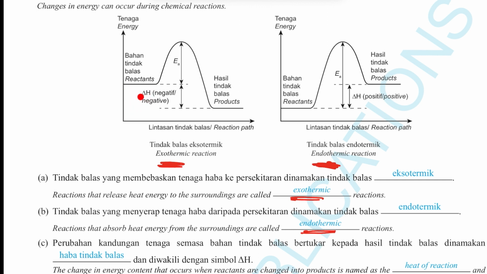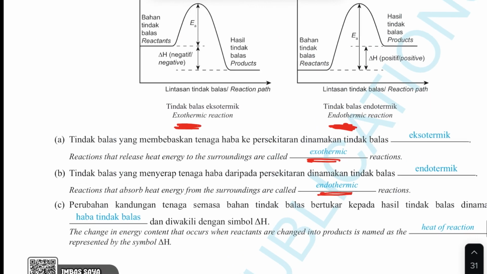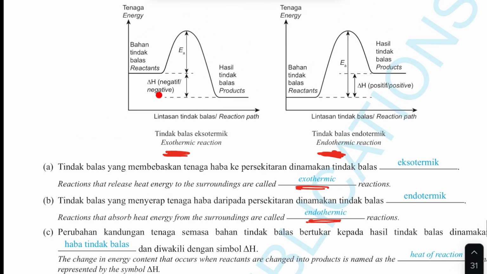Delta H ni adalah heat of reaction ataupun change in energy content. So for the exothermic reaction, the delta H should be negative.